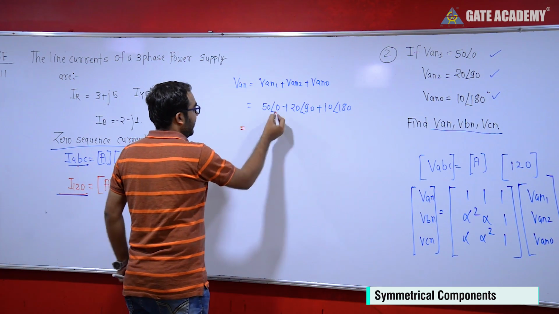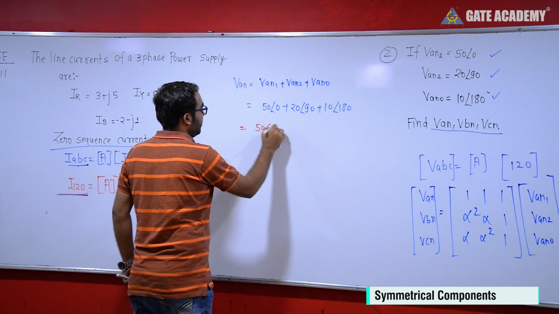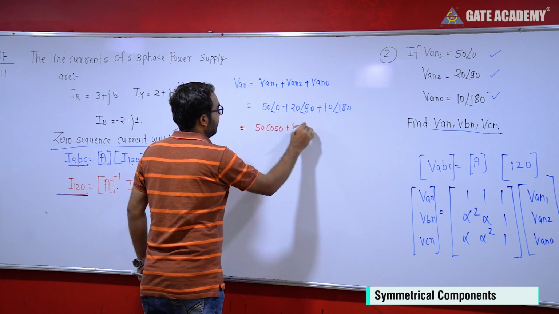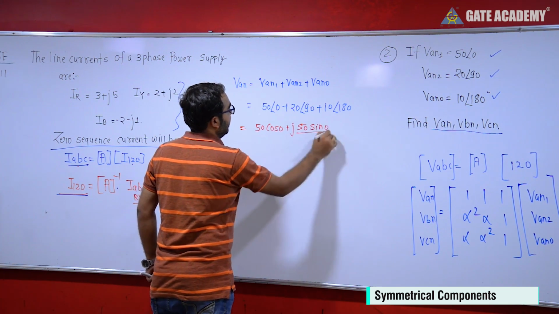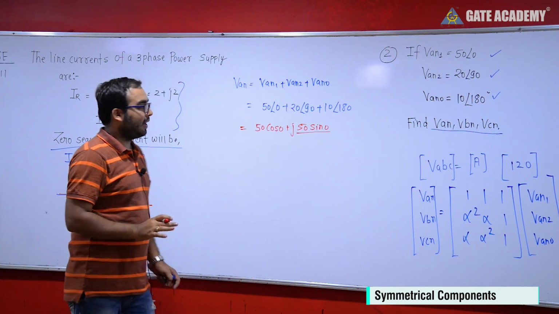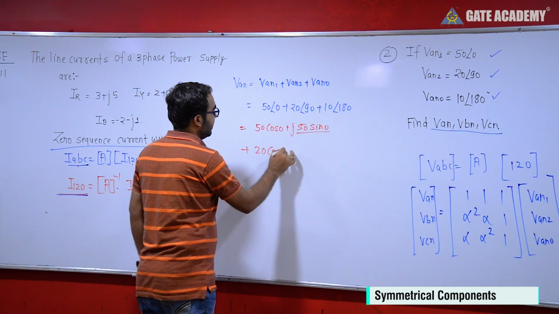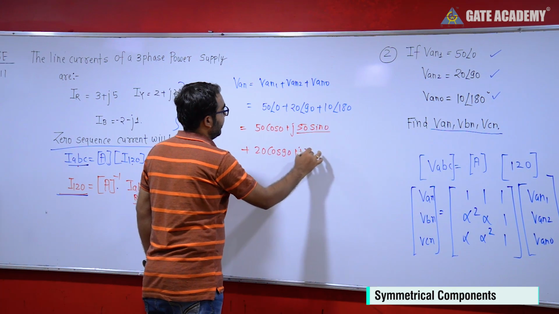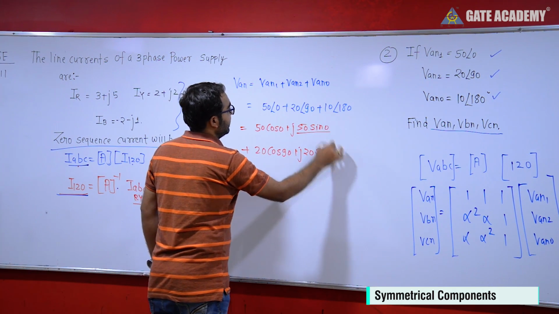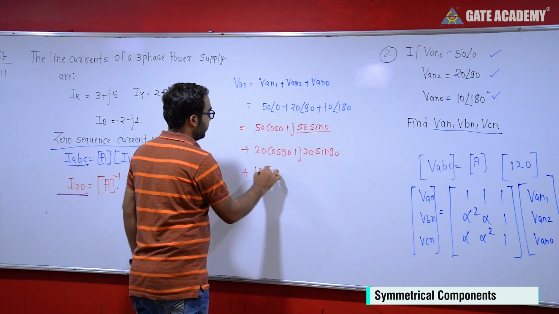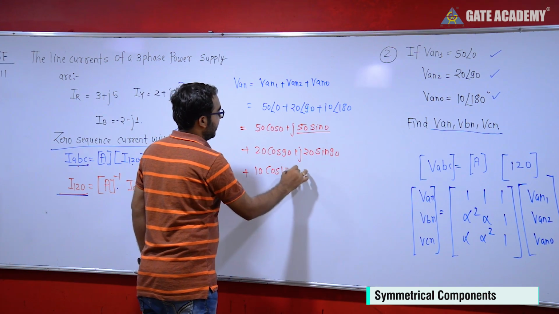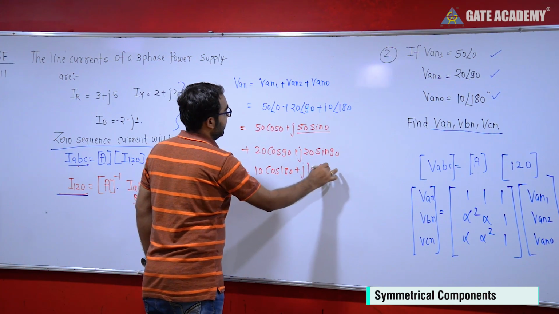We know the real part, so only 50 cos 0 plus j 50 sin 0. But right now we are writing it out; in the exam you should understand when to take what, and where not to take anything. Plus 20 cos 90 plus j 20 sin 90. It's okay. It will be equal to 10 cos 180 plus j 10 sin 180.